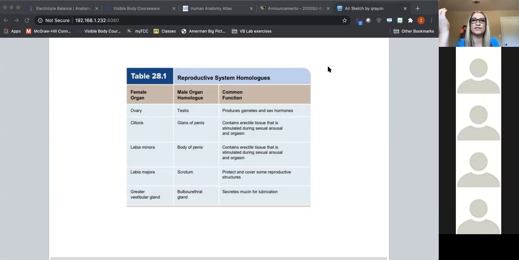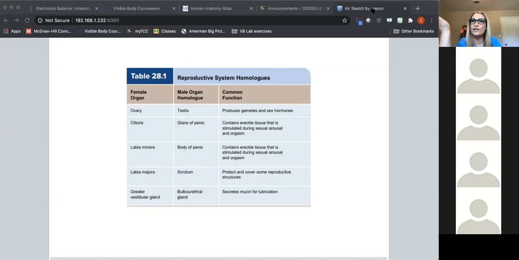Then we see clitoris and glans of penis, as well as labia minora and body of penis. These are also homologs. All four of these structures contain erectile tissue that's stimulated during sexual arousal and orgasm. Some protective structures include labia majora in females and scrotum in males, so they're protecting some of the reproductive structures. A couple of glands that we see here are the greater vestibular glands and the bulbourethral gland. These are going to secrete mucin for lubrication, one in males and one in females.